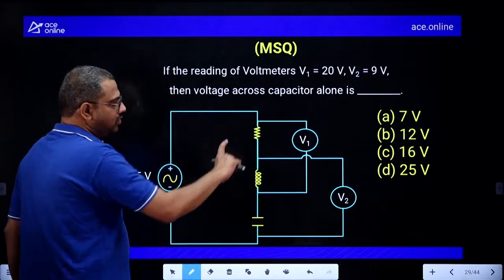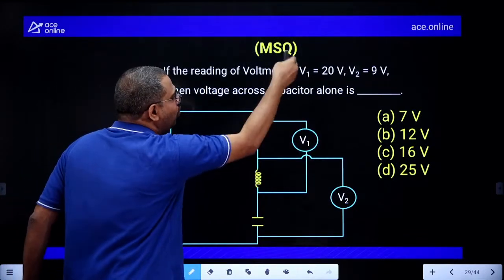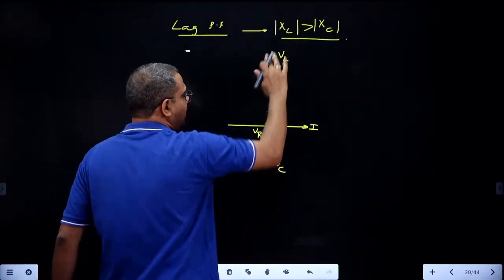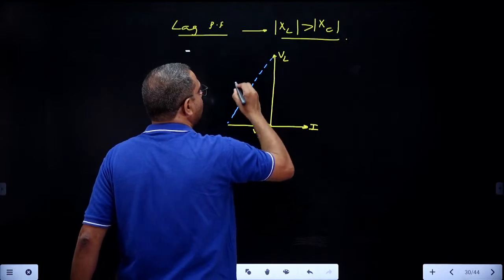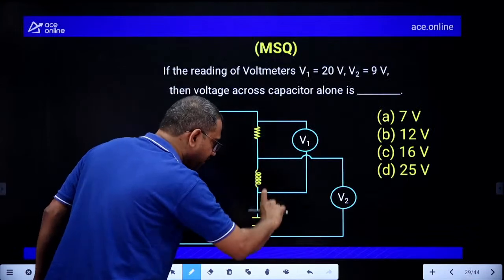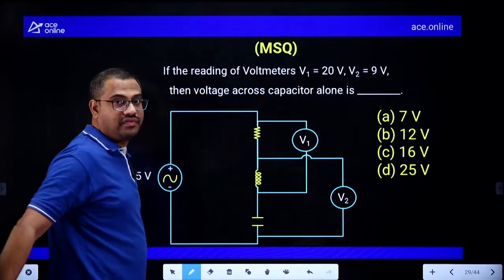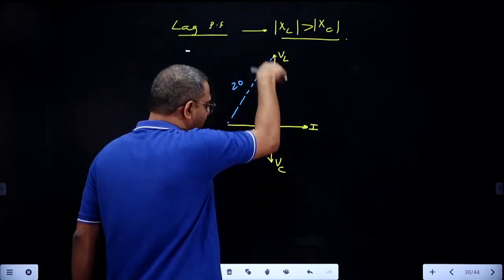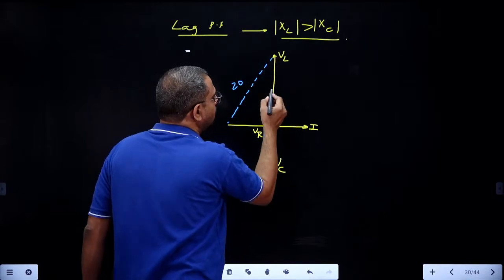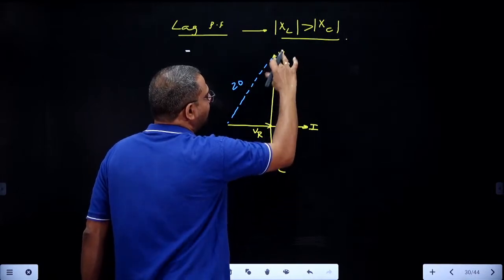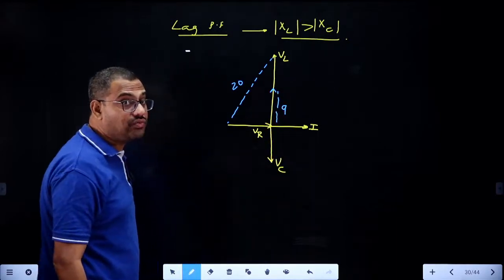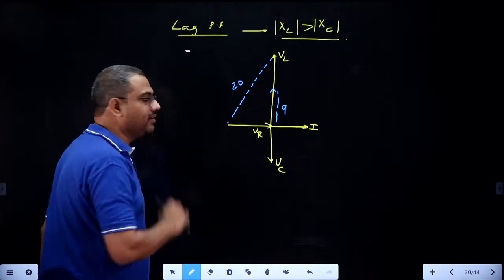Here, the total voltage between R and L is voltmeter V1, 20 volts. That is, the phasor sum of VR plus VL is 20 volts. Then V2 reading, the phasor sum of VL and VC, is 9 volts. Adding VL and VC, being opposite, means subtracting only. So if you subtract this length, this much will come, and this will be 9 volts, because VL plus VC is a voltmeter reading.